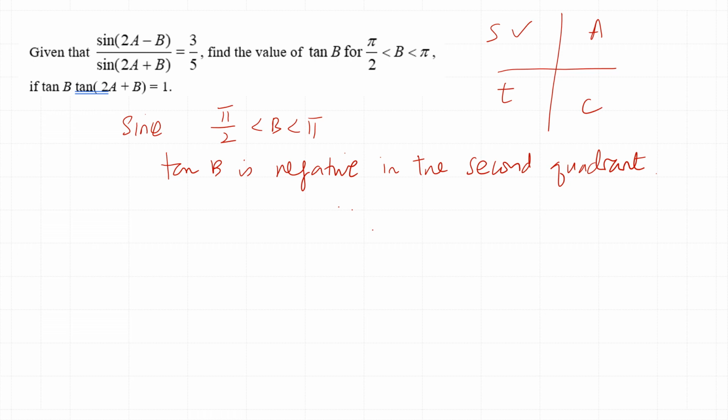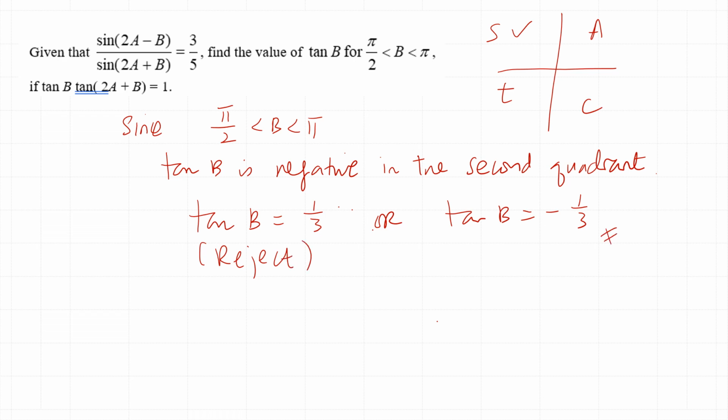Right, so we managed to get 2 answers for tangent b. We managed to find 2 values for tangent b, which is 1/3 or negative 1/3. But from our reasoning, as shown above, tangent b has to be negative in the second quadrant. So hence we reject the positive value for tangent b. And we put tangent b equals to negative 1/3 as our answer.